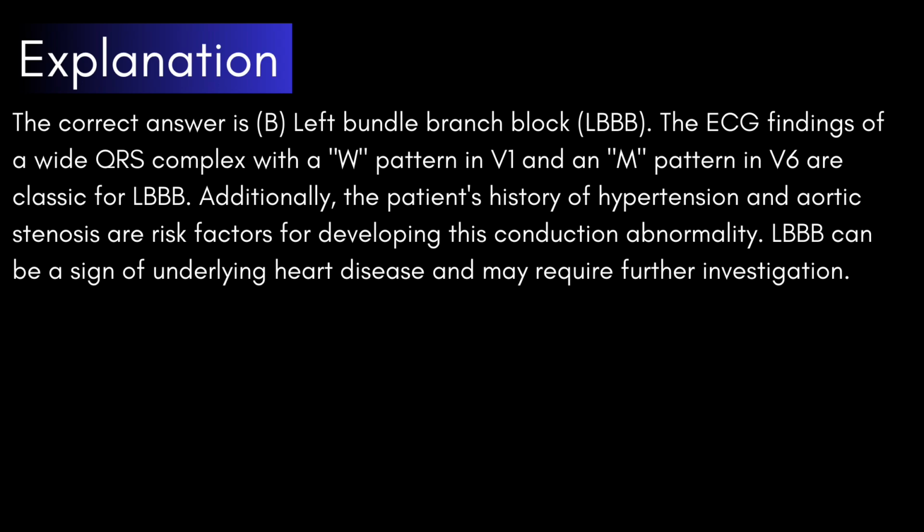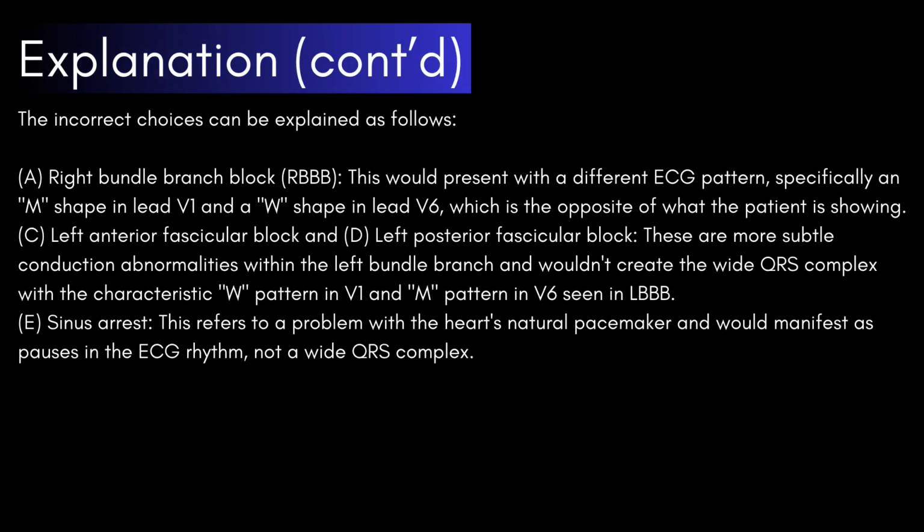All right, let's go ahead and see why the other answer choices are incorrect. The incorrect choices can be explained as follows. A, right bundle branch block. This would present with a different ECG pattern, specifically an M shape in lead V1 and a W shape in lead V6, which is the opposite of what the patient is showing.